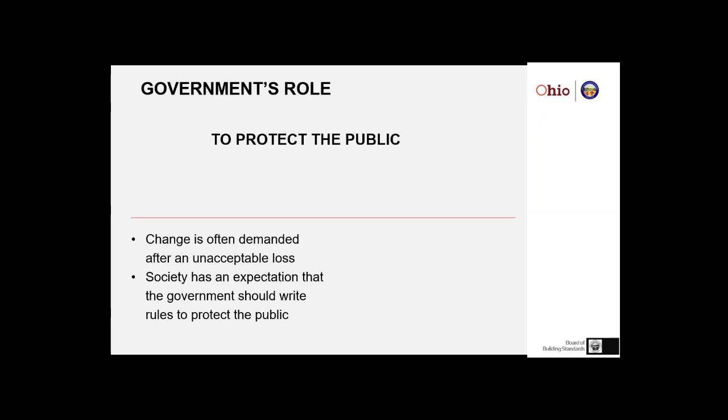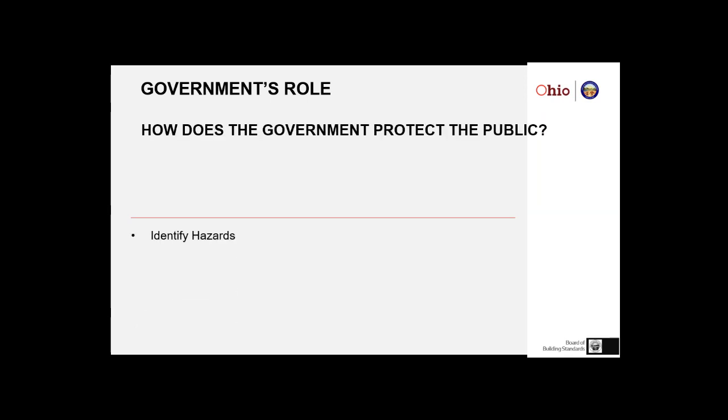Now, after the Iroquois Theater and the Triangle Shirtwaist Fire, there were committees that were established at the national level. Back in 1913, there was a committee that established the now known Life Safety Code. How does the government protect the public? We identify hazards, we evaluate the risks, and we provide strategies to reduce and minimize risks. A hazard is something that can cause harm. A risk is the chance, whether it be high or low, that that hazard will actually cause harm.